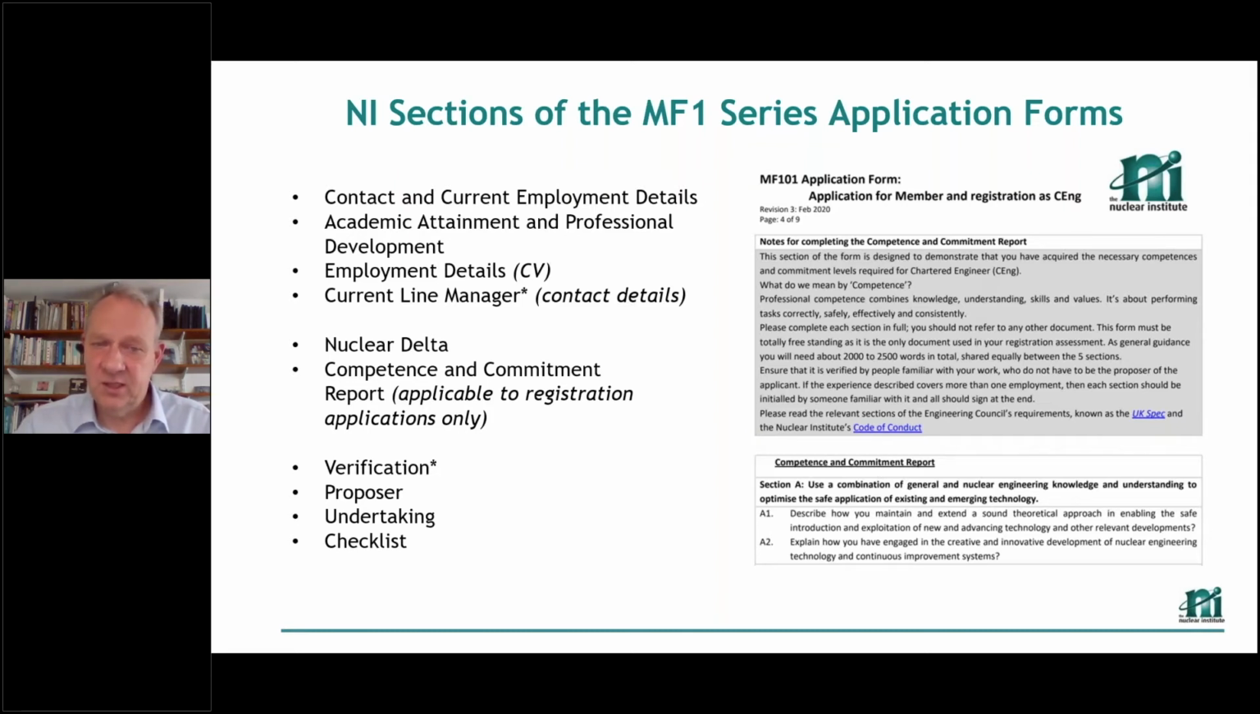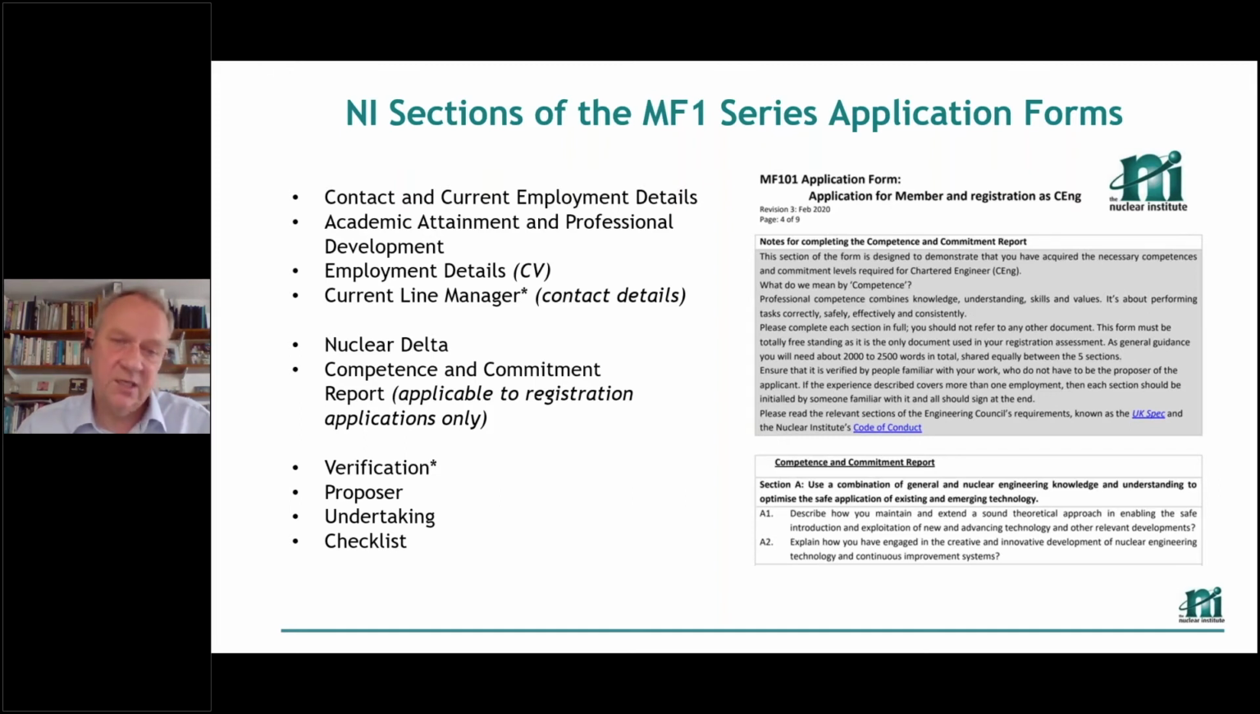The middle section, and this is where you're going to need to spend the time preparing your planning and drafting your application. This is where you're going to capture your evidence. So if you're applying for member, there's the Nuclear Delta part, and then the competence and commitment report, we call it, is where you capture the detail relevant to the applicable registration standards, and that's where you're looking to identify evidence of your workplace practice.